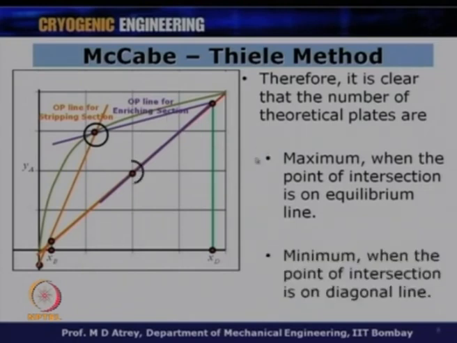While the number of theoretical plates will be minimum when the operating lines intersect on the diagonal itself. Now, you can see here that the curve will have big jumps, and therefore, the number of vertical lines in this case is going to be minimum if we do the staircasing. So, the theoretical plates are going to be minimum when the point of intersection is on the diagonal line, and this is very important to understand. These are two extreme cases. The actual case will be somewhere in between. The actual case will be a compromise between these two extreme cases.